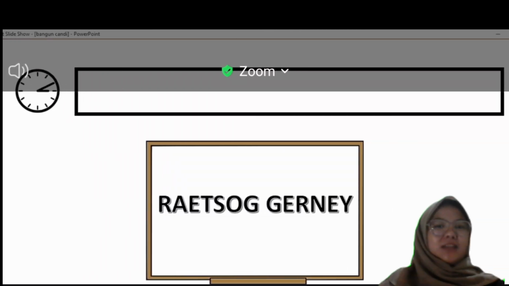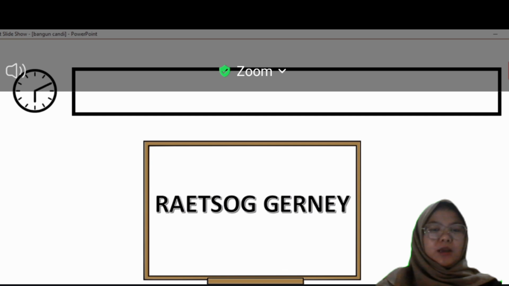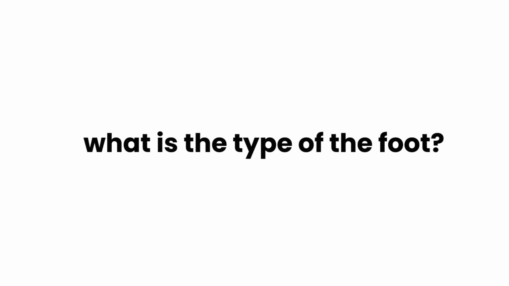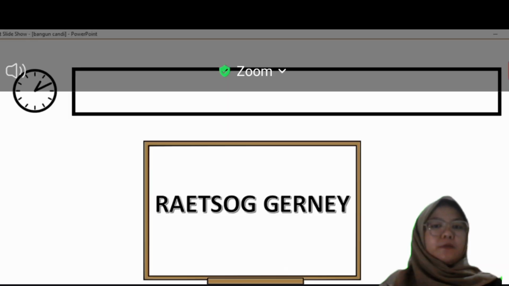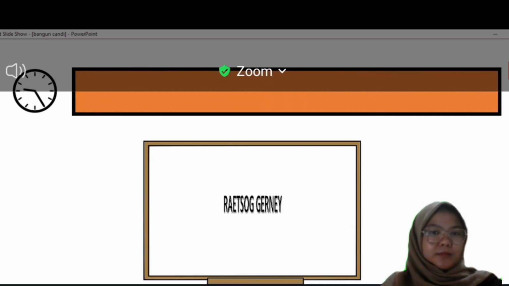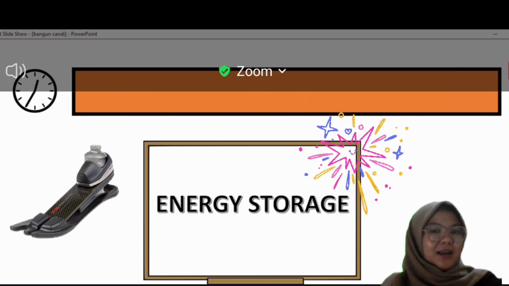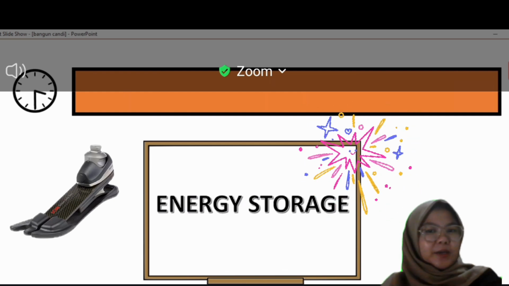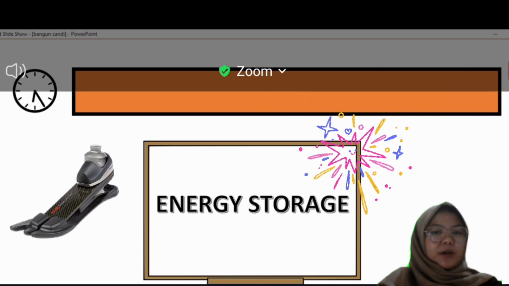Okay, now is the last question for this quiz. Can you guess what type of food based on the case? You have 5 seconds to answer the question. Ta-da! The answer is energy storage food. Is your answer correct?